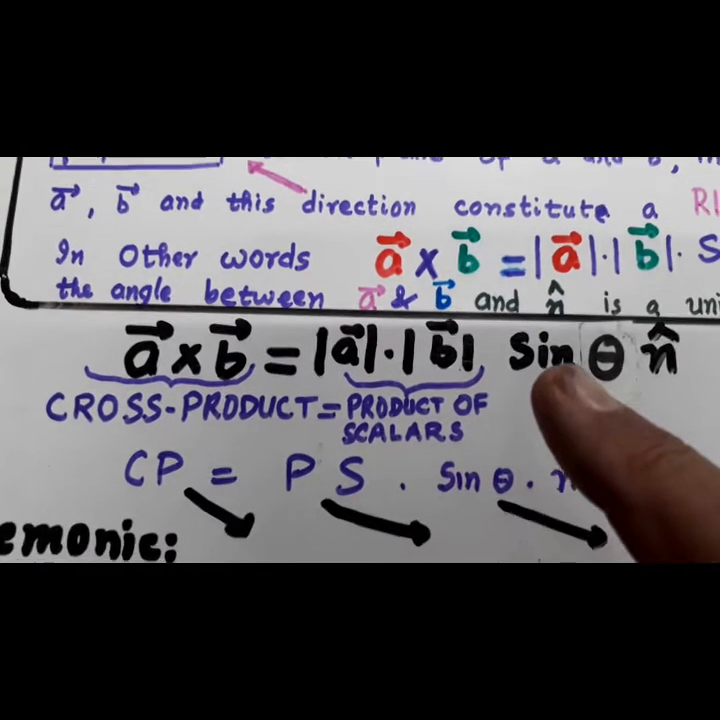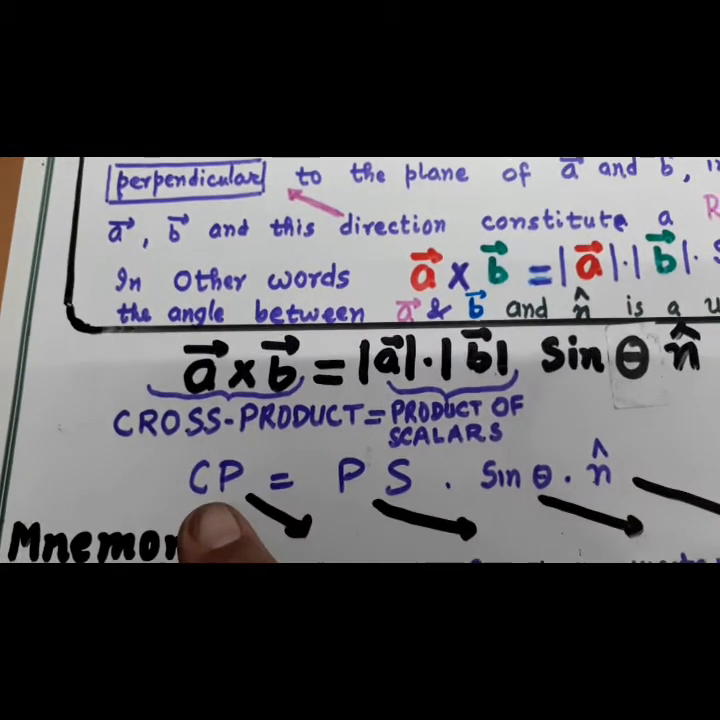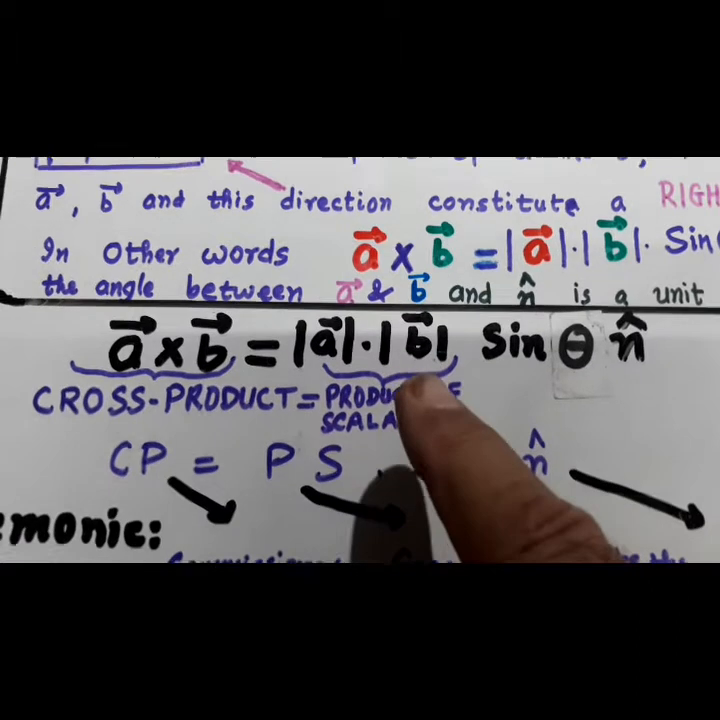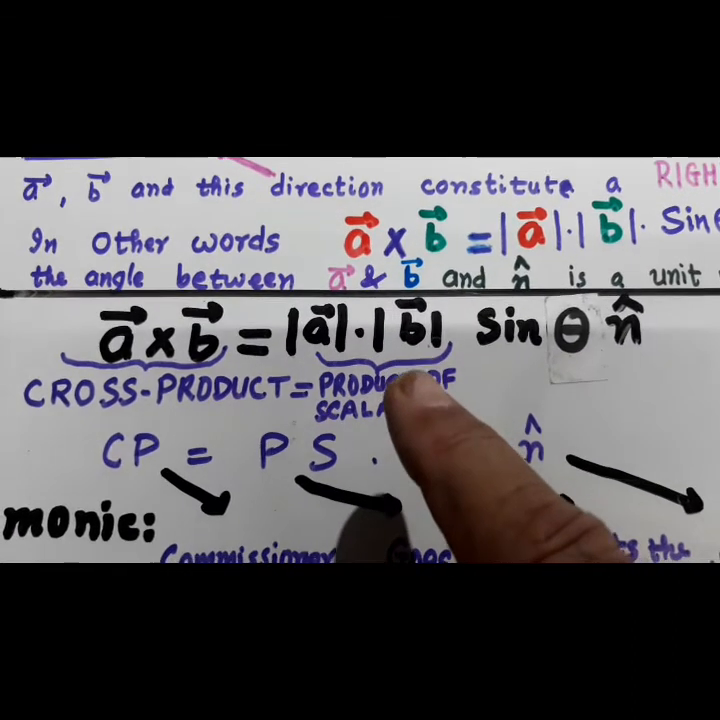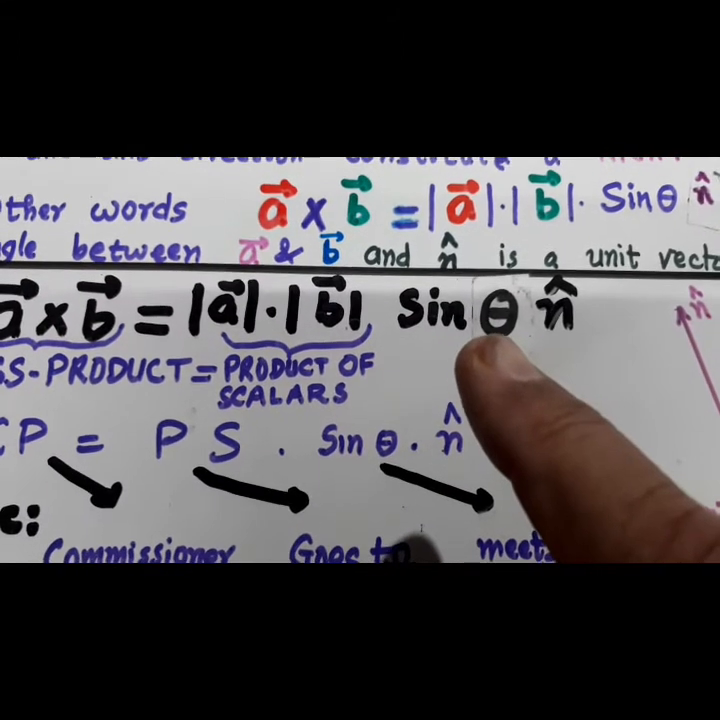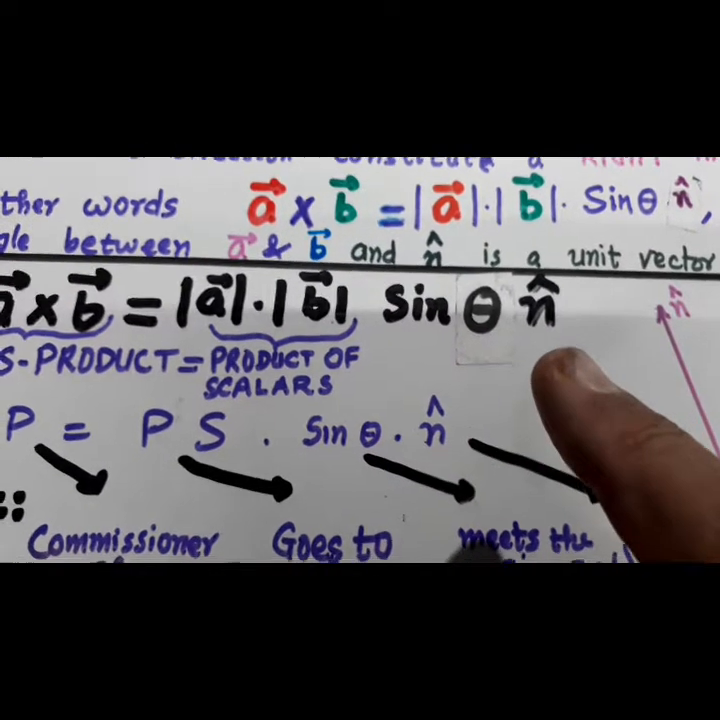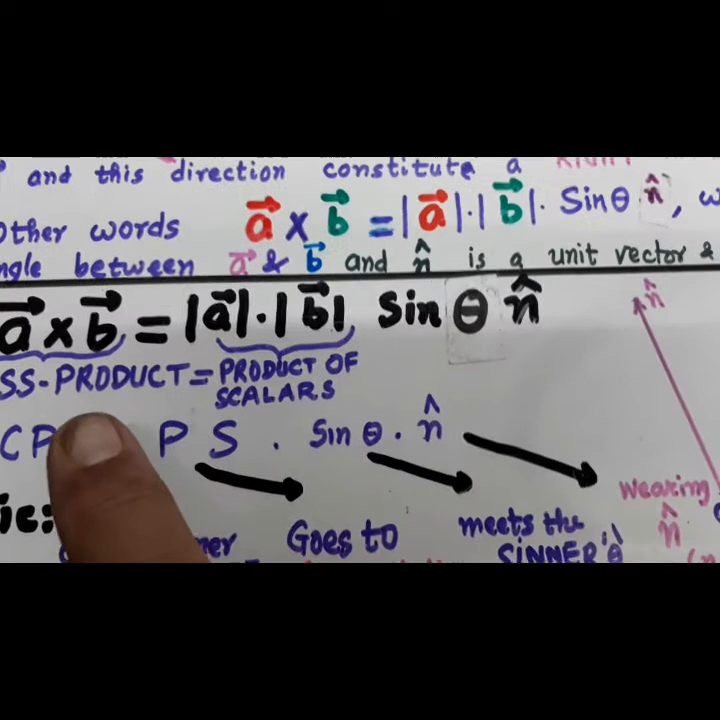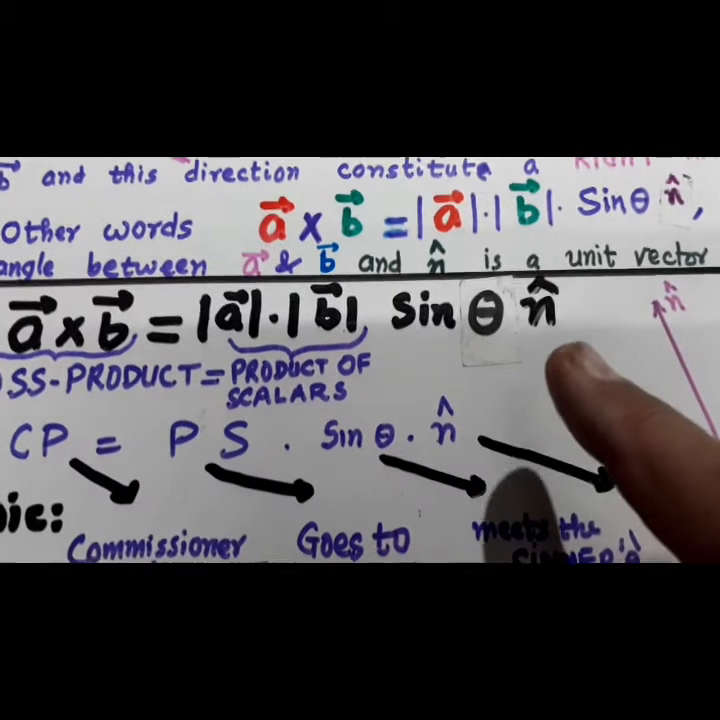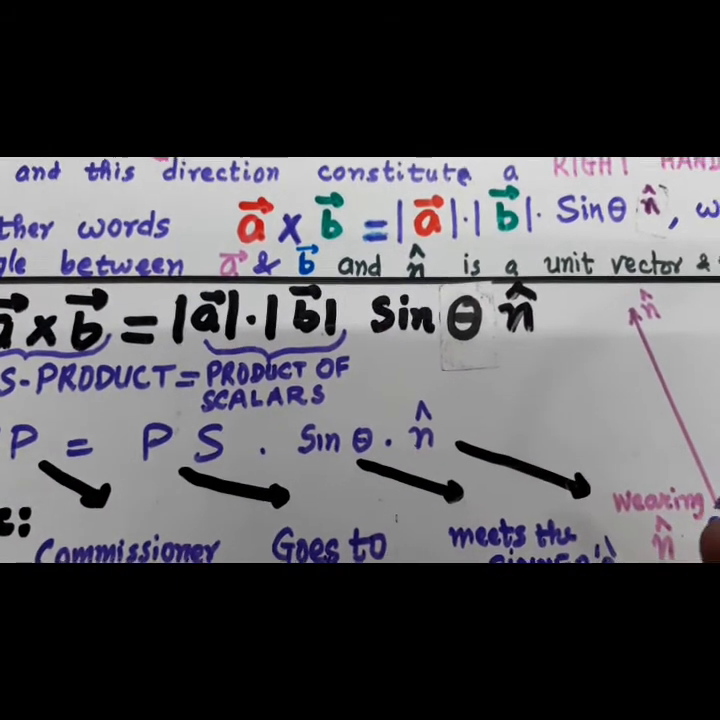Now there is a mnemonic I have prepared for this. Cross product, CP: product of the scalars A and B, they are scalars. Magnitude है, magnitude क्या होता है? Scalars होते हैं. Sin theta is again a scalar. Its value is between -1 and 1. N cap is the direction of the vector which we will get from A cross B. A cross B is a vector. कौन सी direction होगी उसकी? N cap. It will follow the right hand thumb rule.